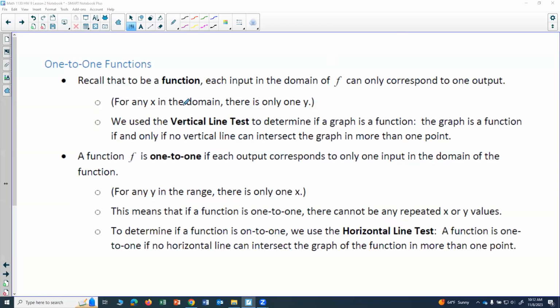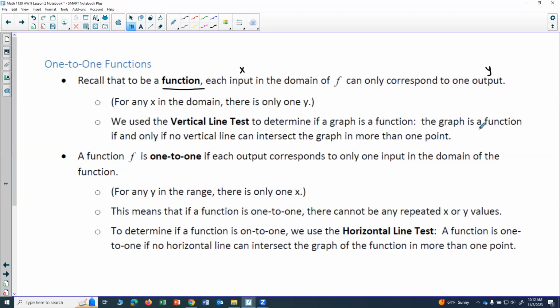In this video, we'll look at one-to-one functions. Recall that to be a function, each input in the domain of f, so that's usually an x value, can only correspond to one output. We usually think of y as our output. So for any x in the domain, there's only one y. We use the vertical line test to determine if a graph is a function.